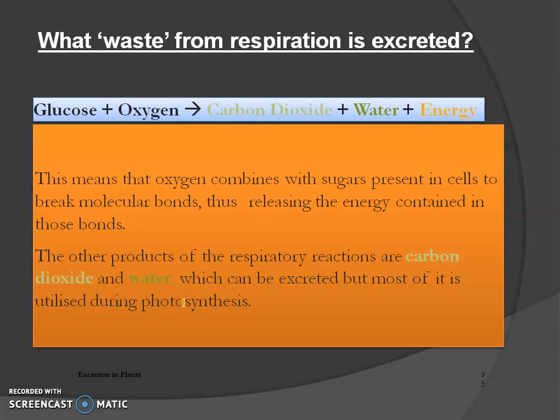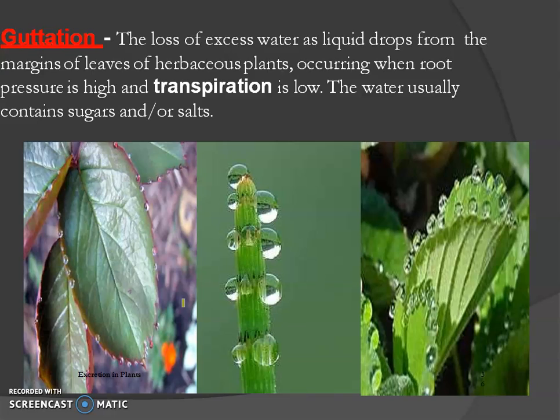So what waste from the respiration is excreted? This glucose and oxygen will combine to give carbon dioxide and water. So here they need energy, so carbon dioxide and water is excreted. This carbon dioxide is used for photosynthesis, and the oxygen will combine with sugars present in the cell to break molecular bonds and release the energy containing the bonds. Oxygen is also released out of a stomata.